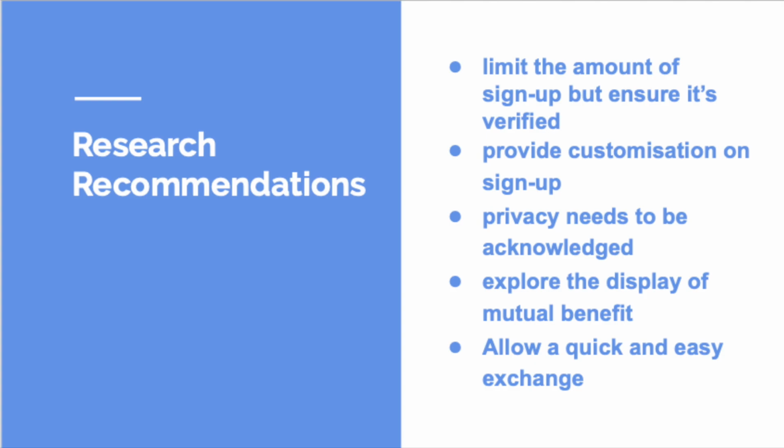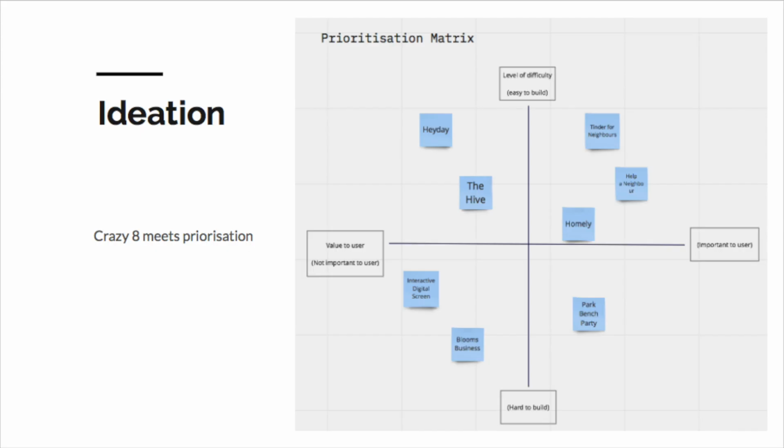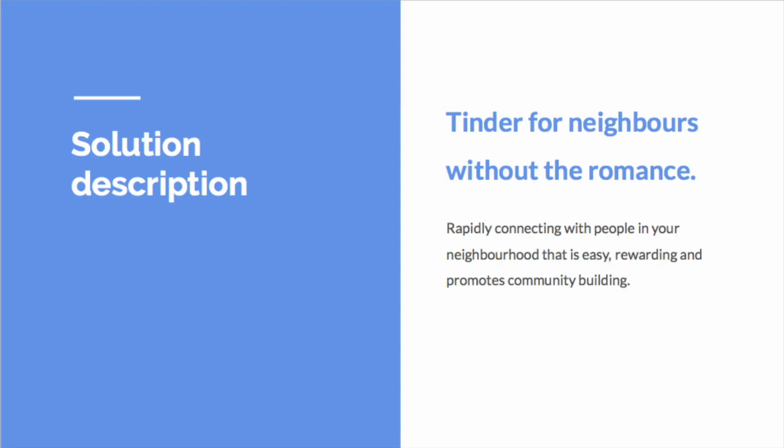So from this, a Crazy 8 exercise was then run and various ideas were developed. The synthesis and preparation for ideation, that process did have the following assumptions. These assumptions will need to be tested with further testing beyond the mid-fidelity prototype. Now from this, the following solutions were developed and prioritized, and here you can see the various outcomes and then plotted on a matrix here. The chosen solution was Tinder for Neighbours without the romance, which allows users to rapidly connect with people in their neighbourhood. That's easy, rewarding, and really promotes community building.